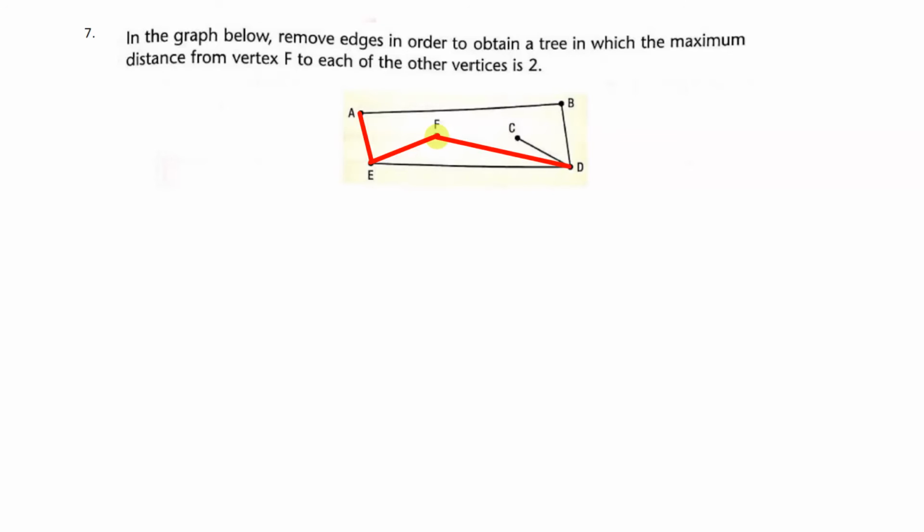We can get to D by going directly to it, and we can go to C, that's 2, and then we can also continue on to B. So with those edges that are highlighted in red, we're able to get to each vertex from F with a length of only 2. With that, it tells us we can get rid of this edge from A to B and this edge from E to D.